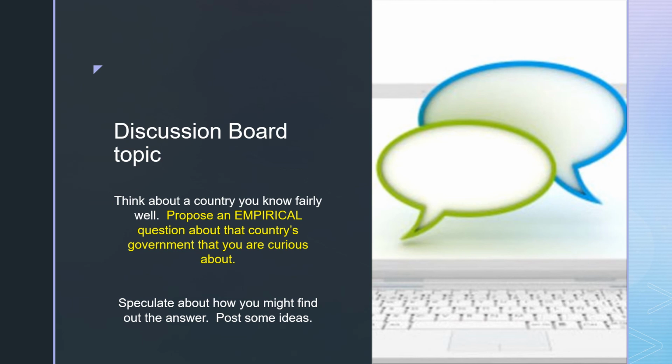Here's your second topic for the discussion board this week. I want you to think about a country that you know fairly well, but that you're curious about. And I want you to propose an empirical question, a why or a how question, about that country's government that you are curious about, and then speculate on how you might find out the answer. Maybe speculate on a hypothesis, or say, well, I could measure these things. Just be thinking about a little idea for research that you might have. We're not actually going to do this research, so it doesn't have to be anything practical, but I just want you to get some experience in thinking about empirical research questions.